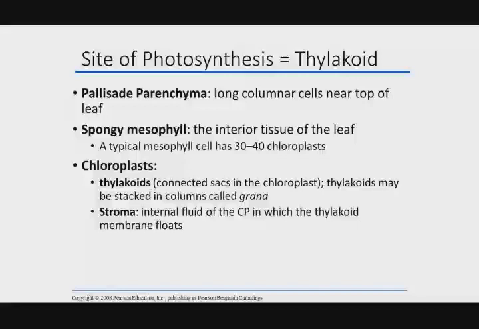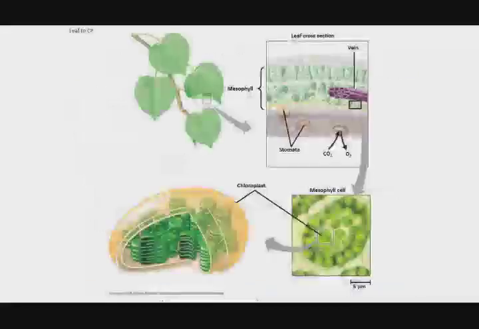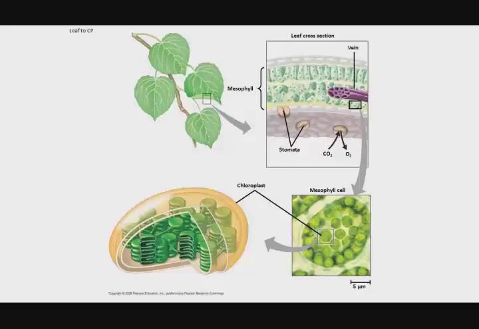Now, in these cells, we have chloroplasts. So we know about chloroplasts as an organelle. 30 to 40 chloroplasts is typical. And inside the chloroplast, we have the thylakoids. Remember, it's that third membrane: outer envelope, inner envelope, thylakoid membrane, which is stacked in what are called grana. And these little stacks are built in a way to maximize their light absorption, and they float in what's called the stroma, the fluid inside the chloroplast.